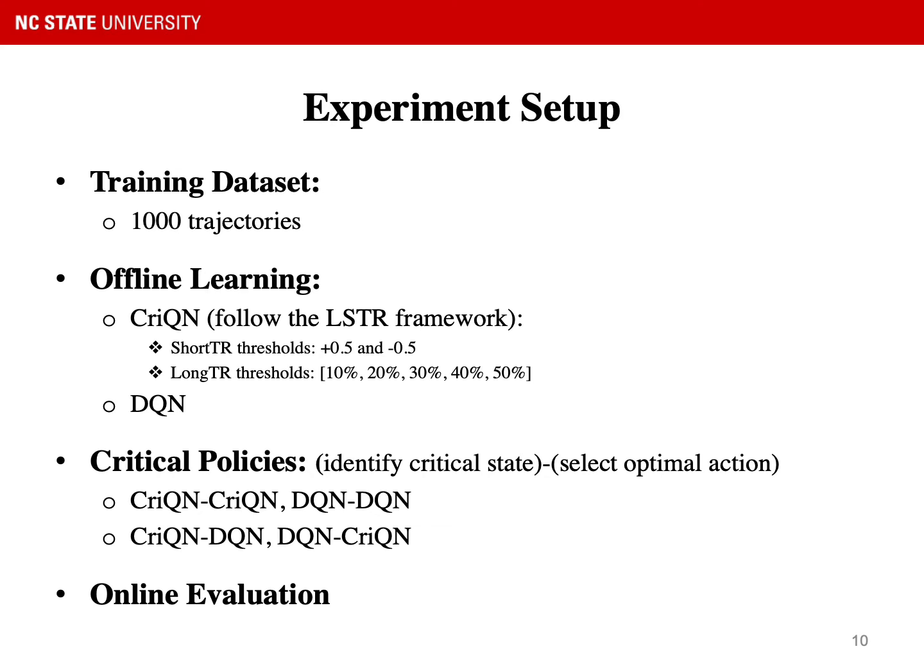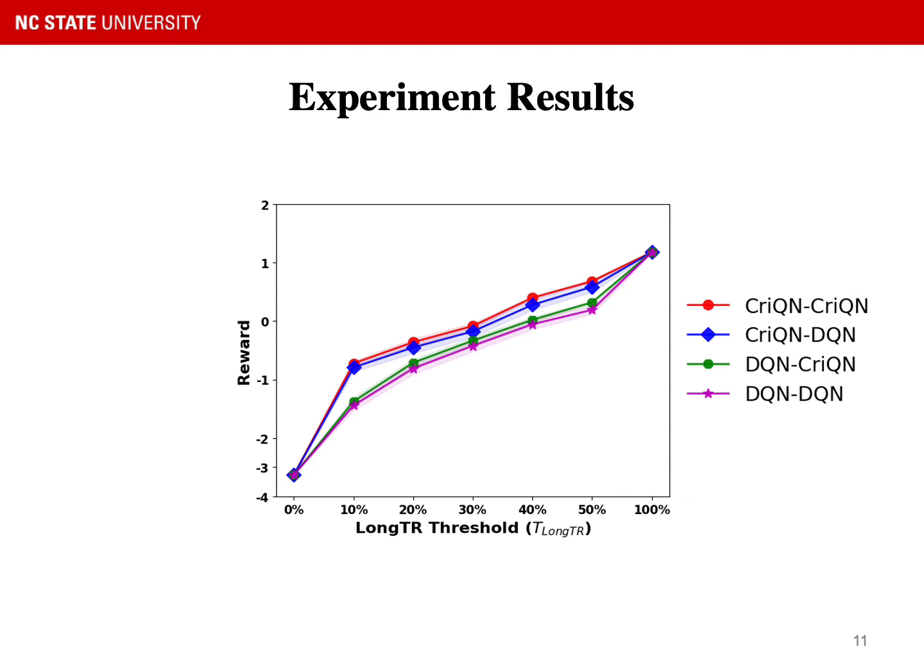Then, based on the 2 factors in the critical policy, identifying critical states and selecting optimal actions, we have 4 critical policies. Finally, it's the online evaluation for the critical policy. This is the experimental result. The x-axis shows the long-term reward threshold, and the y-axis shows the average rewards received by the critical policy. Here, the 0 threshold means the policy always takes random actions, whereas the 100 threshold means the policy always takes optimal actions. There are 2 baselines that indicate the worst and best performance.